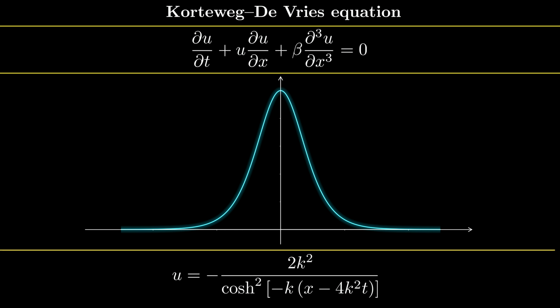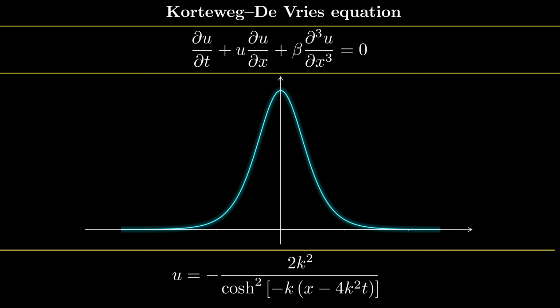Korteweg and de Vries showed that their equation admits an exact analytical solution, describing a solitary wave of constant shape, a soliton. The resulting solution is expressed in terms of the hyperbolic cosine and represents a localized wave pulse whose amplitude decays rapidly away from the wave center.